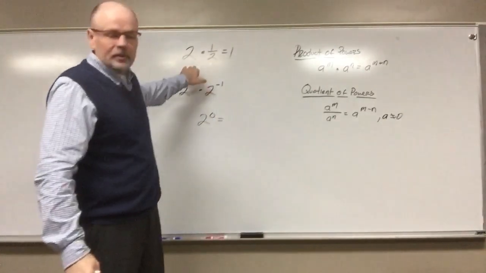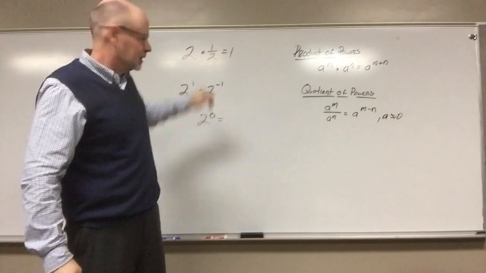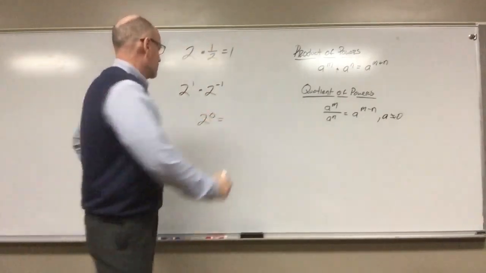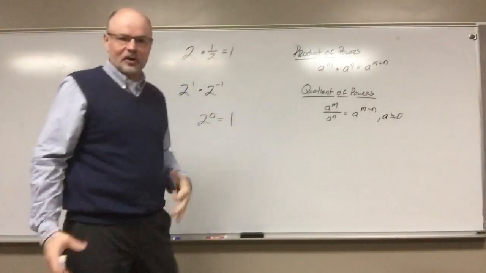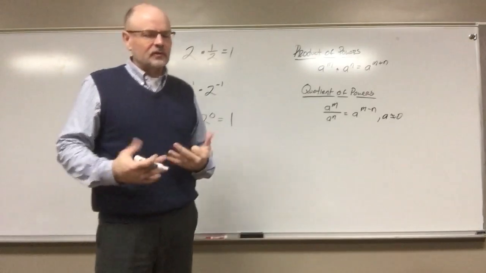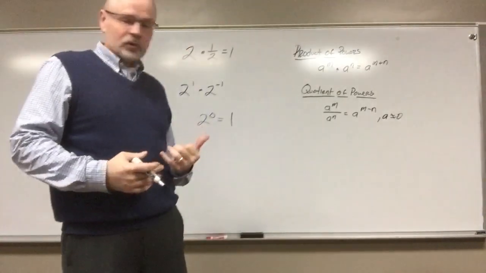Well, I just proved up here that 2 times 1/2 equals 1. Well, the laws of math are not going to change, so 2 to the 0 power is 1. So I've proved it using the product of powers property. So let's see if we can prove it using the quotient of powers property.